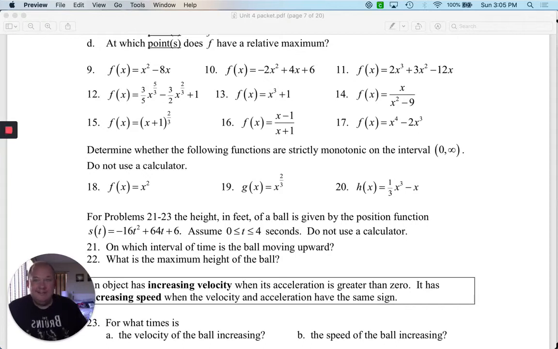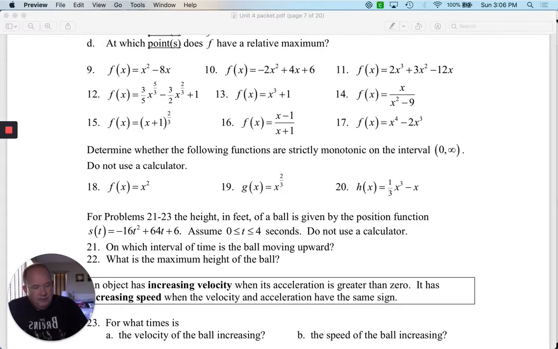Right, we're back. So, part 2 here of assignment 4.2. Number 18 is where I need to pick up from. So, let's talk about it. I'll write it down and see what happens. Determine whether the following functions are monotonic from 0 to infinity.